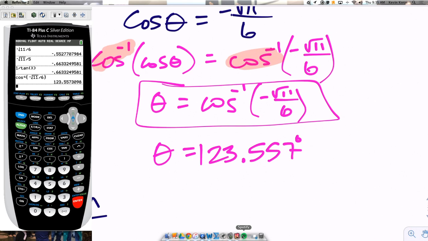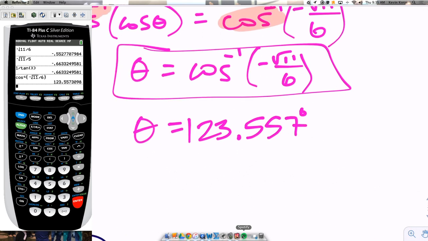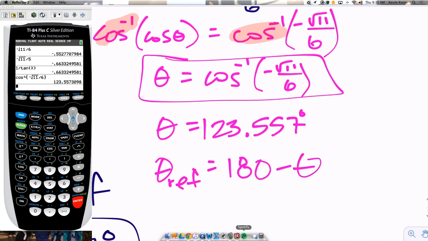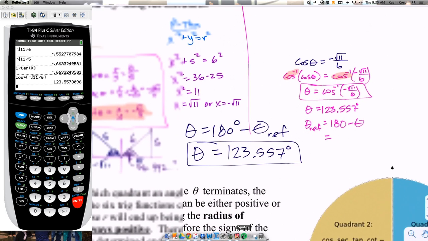It's between 90 and 180. So if we know that this is our angle theta, how could we then use that to find our reference angle? Yeah, perfect. It's 180 minus that. And if you type that in, you're going to get the reference angle.